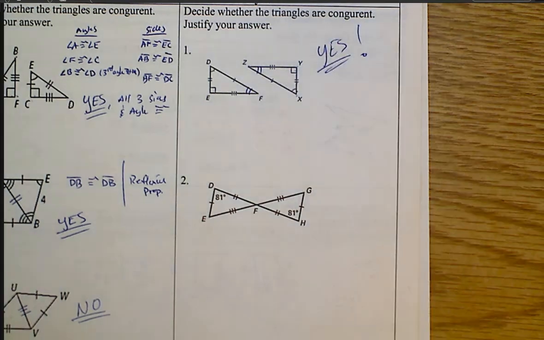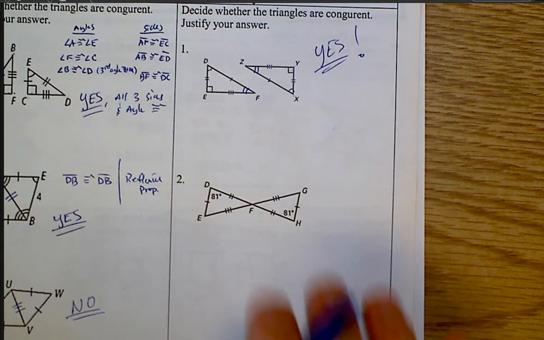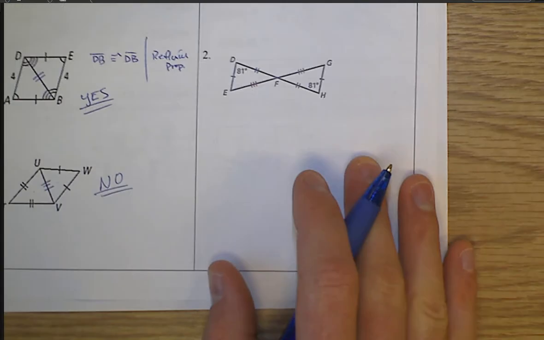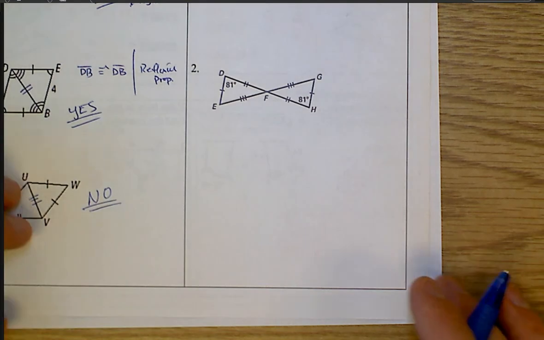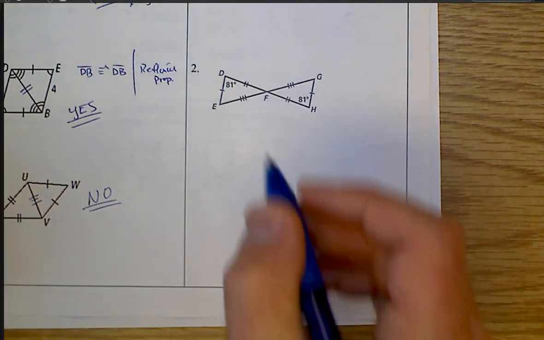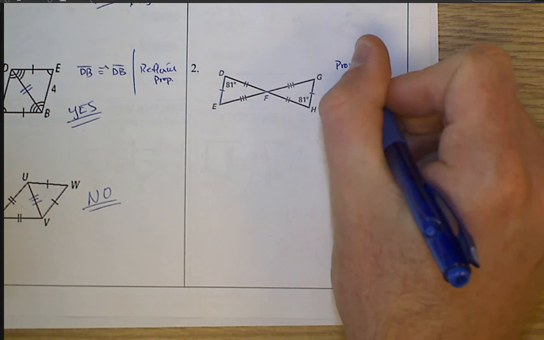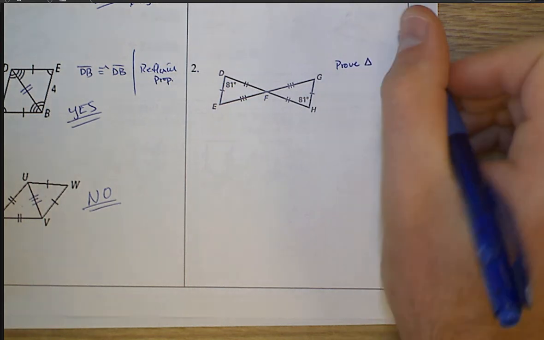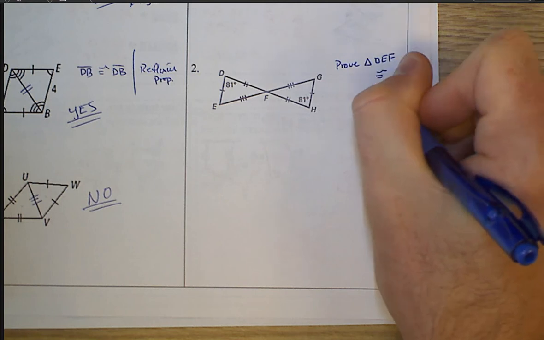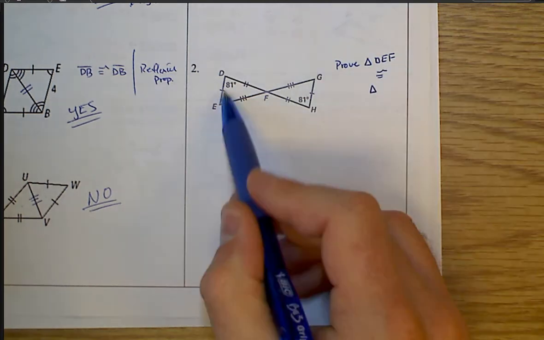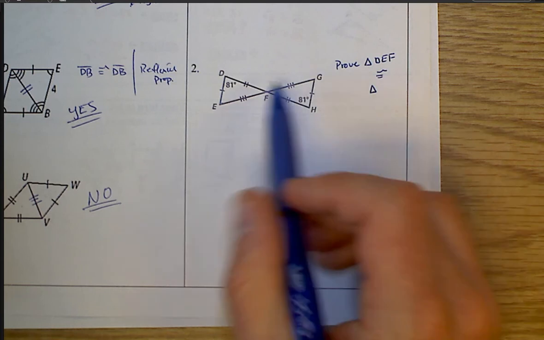Okay? All right, the last one, I'm going to actually do a proof with you on this. This is what we're going to get really good at doing here over the next couple days. So I want you to prove that triangle DEF is congruent to triangle, if I said DEF, I need to say, let's see, HGF.